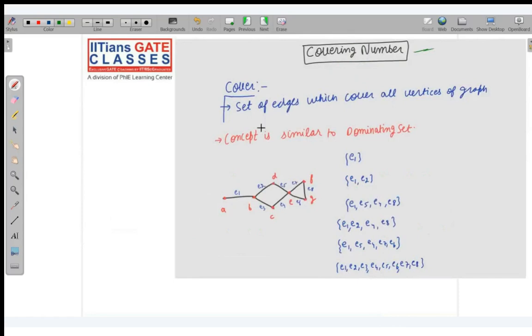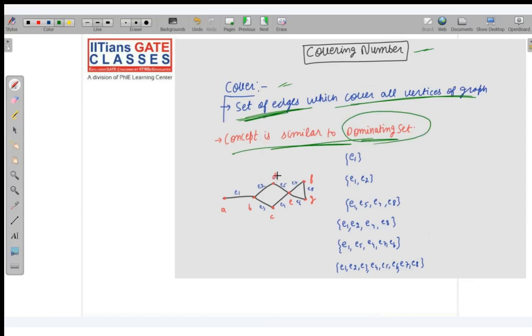Okay, so next is covering number. Covering number means, what is a cover? A set of edges which cover all vertices of the graph. So it is just like a dominating set. A dominating set was a set of vertices which cover all the vertices, but here it is a set of edges which cover all the vertices of the graph. That was the dominating set. So this is a set of edges.